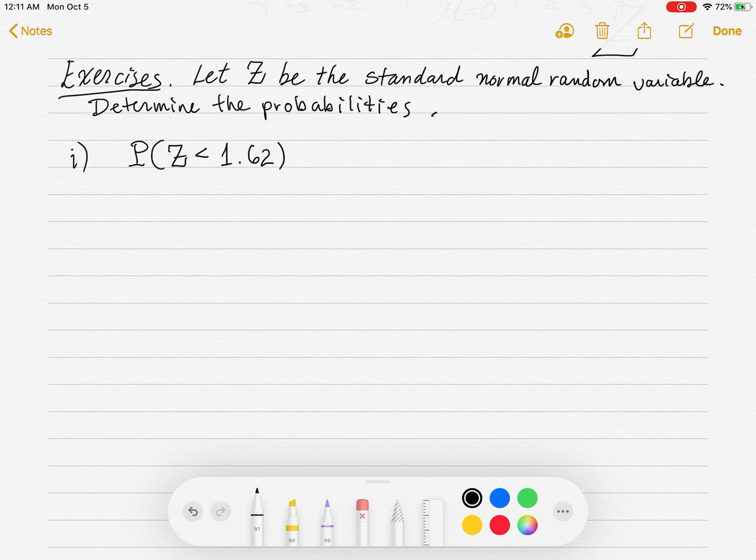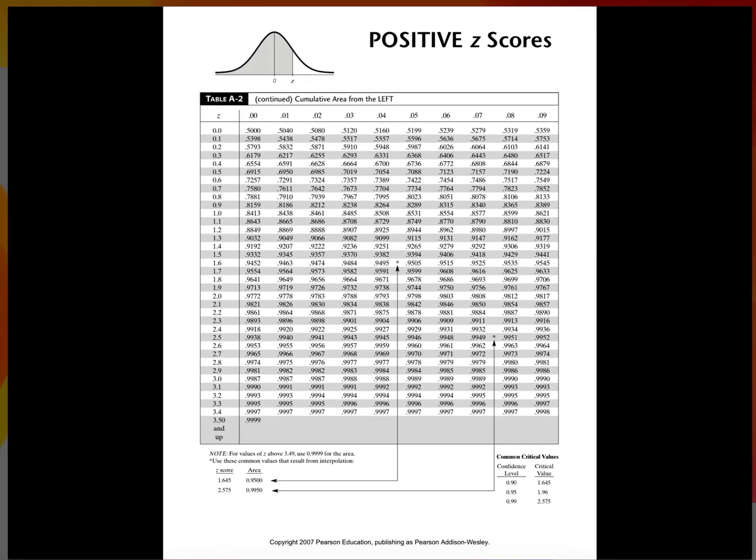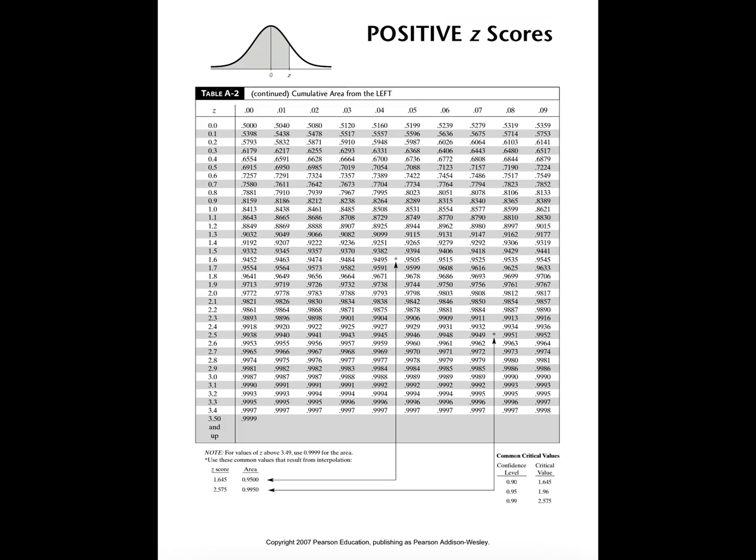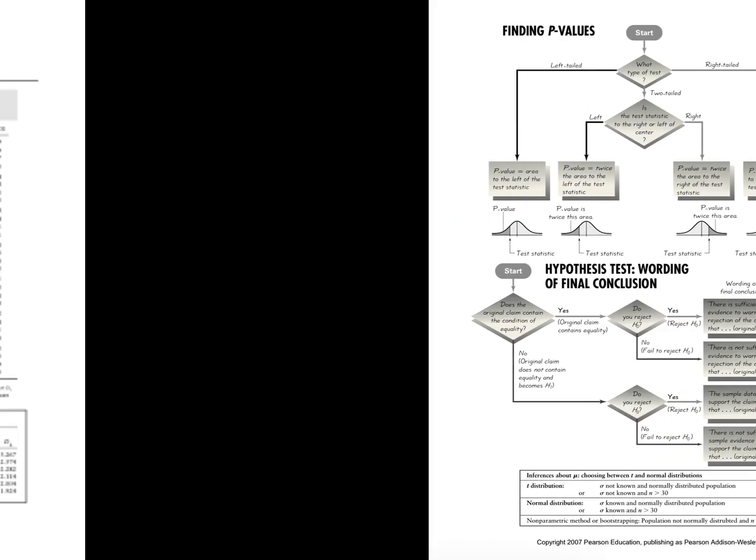So we'd like to learn how to calculate probabilities in the z distribution and the standard normal distribution. And we're going to do that using what we call the z-table. The z-table. Let me show you the z-table.